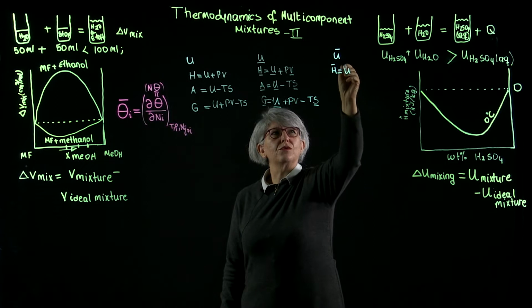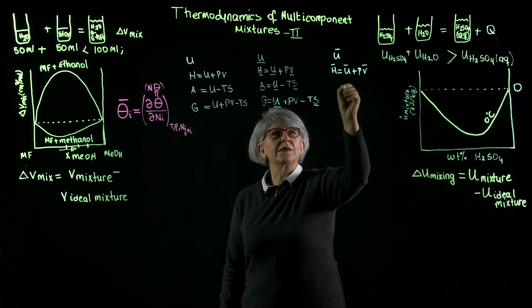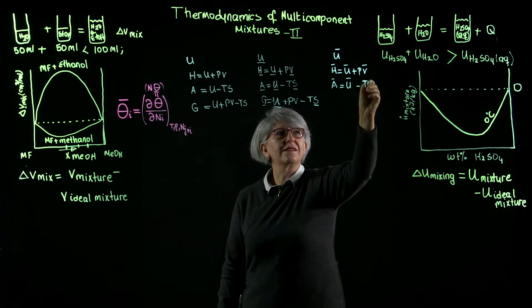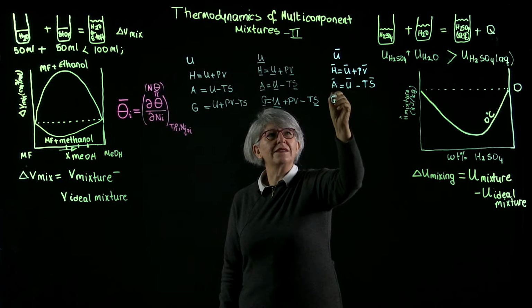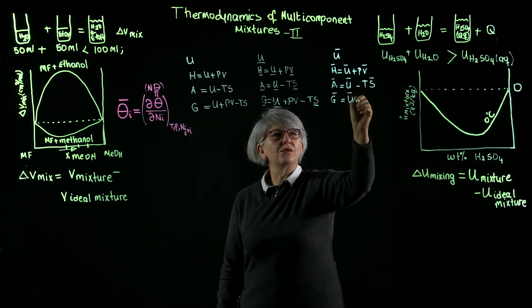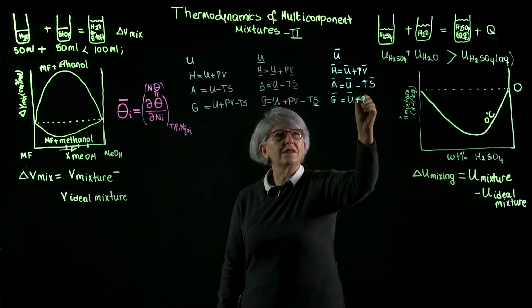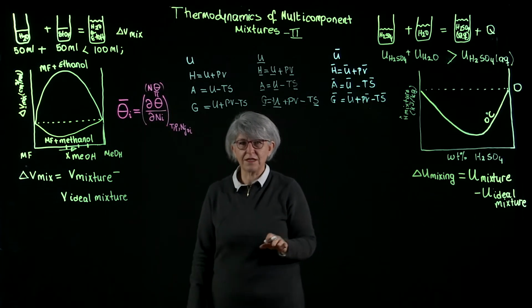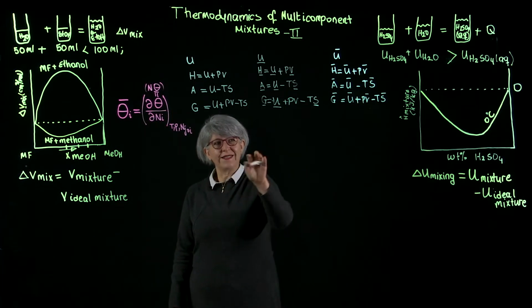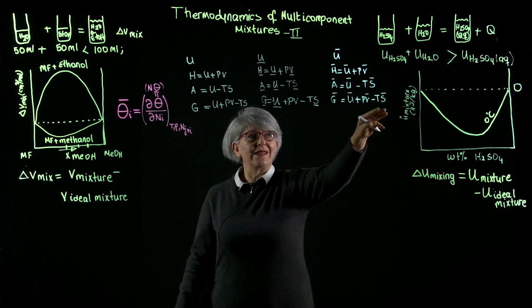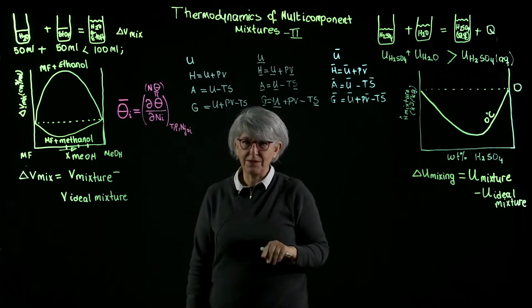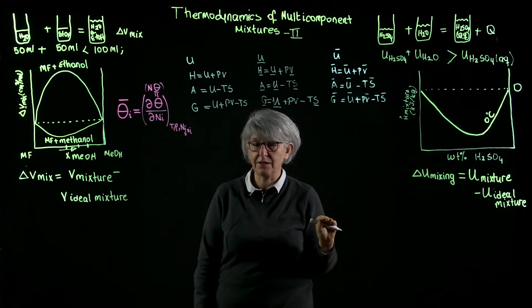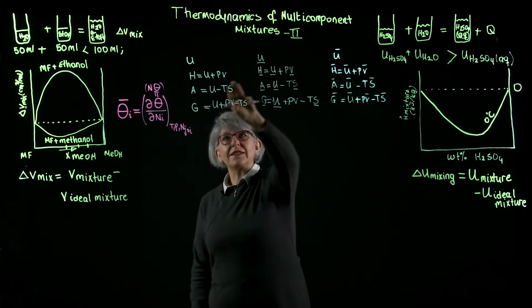H is equal to U plus PV, A is equal to U minus Ts, and G is equal to U plus PV minus Ts. You see the thermodynamic relationships maintained their structure even when we were using the partial molar properties, or partial molar properties also follow the thermodynamic relationships. Nothing fancy about it.